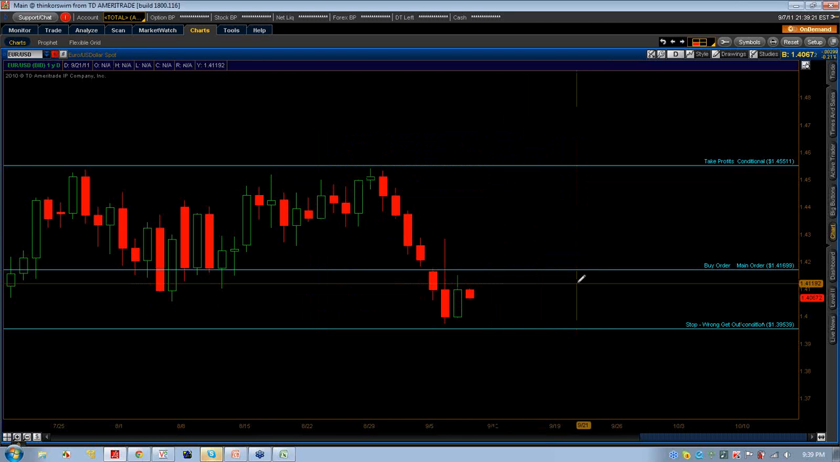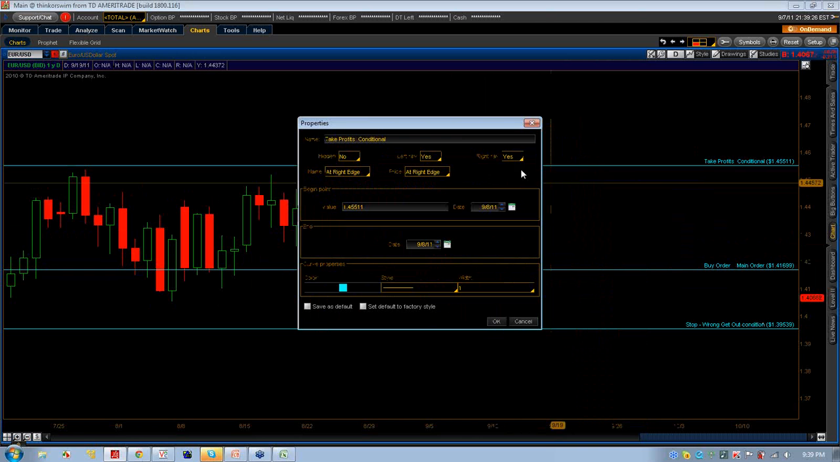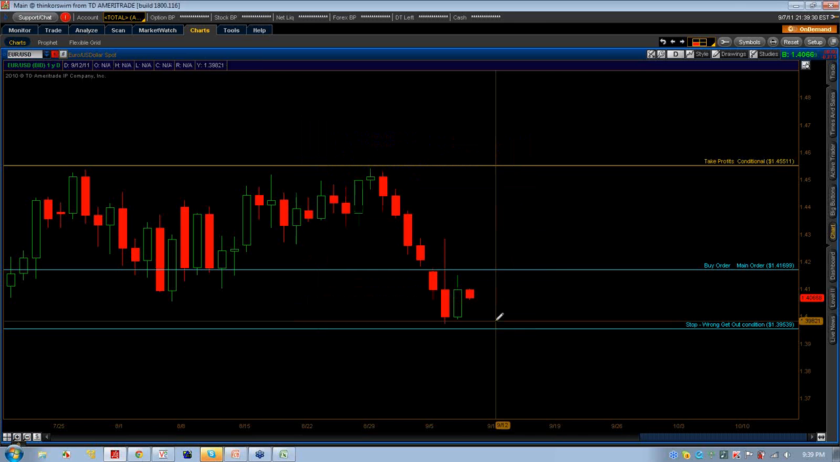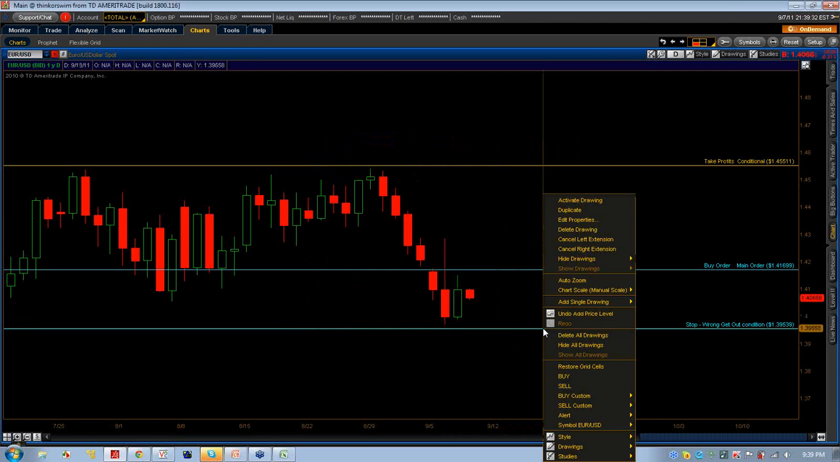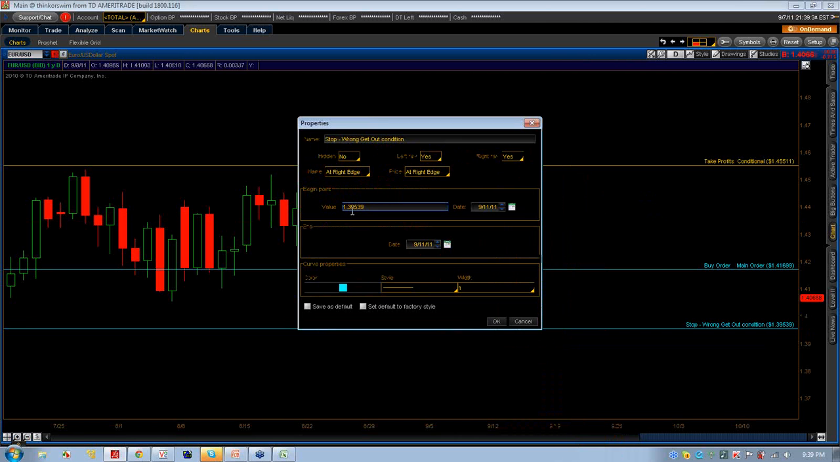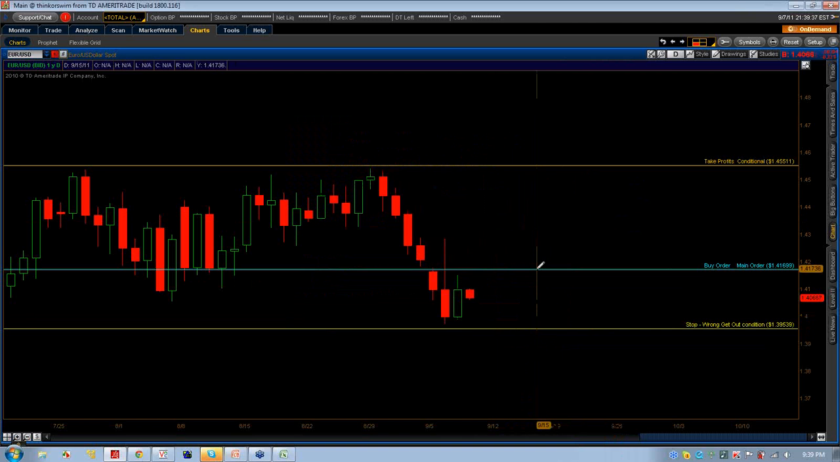Okay, so now, if you look at these, right, these two are conditional. So these are different. These orders don't even go through to your brokerage at all. Okay? They only become alive, active, once this order is filled here. In order for that to be filled, price has to come up there, touch it, and then it gets filled. Does that make sense? Yep.